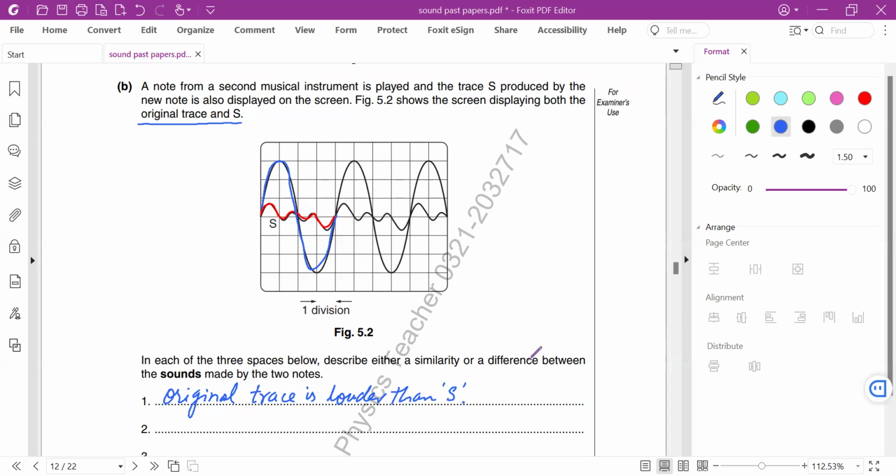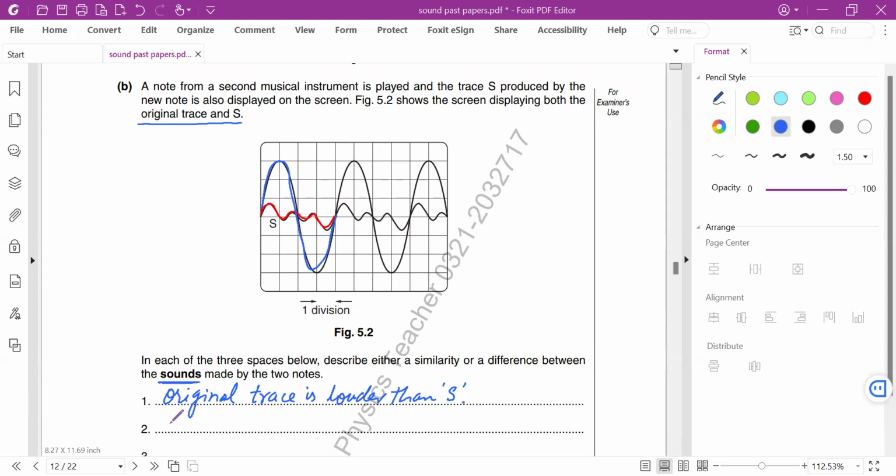Remember that here we do not write that the amplitude of the wave is higher. The original wave is higher than S, but we are discussing sound, not the wave property of sound. Be careful, they are highlighted in bold fonts: sound. It means that we have to discuss the characteristic of sound, not the characteristic of the sound wave. So the original trace is louder.